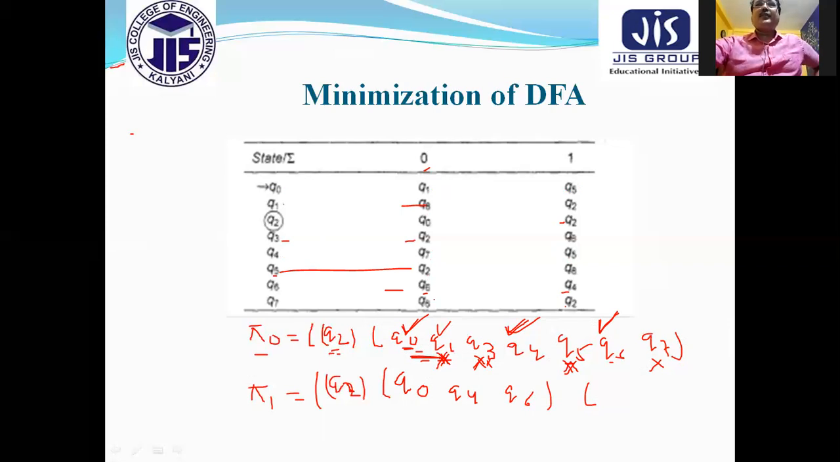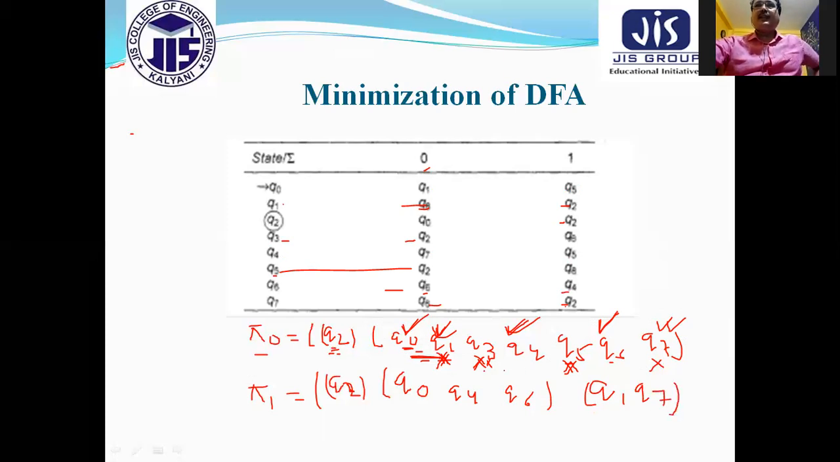Q1 with Q7 you can check. It is a 5, it is a 6. So both belong to one set. Here you can say it is a Q2, here also it is a Q2. So both belong to the same set. So I can say this is equivalent with Q1. So I can write Q1, Q7.